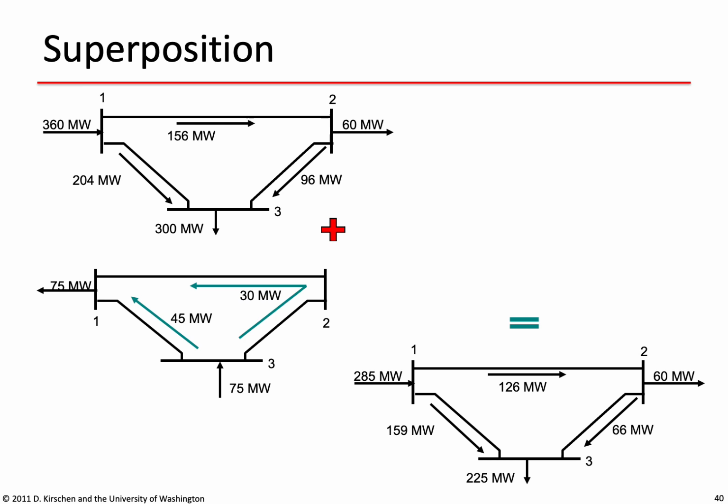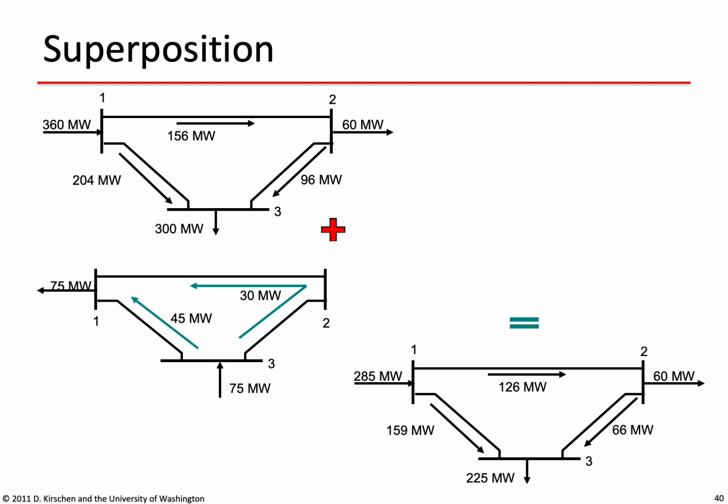So, to correct the 30 megawatt overload in line 1, 2, in this case, we need to again create a counterflow of 30 megawatts between 2 and 1. And because of the way the injections at bus 3 divide themselves, that means we need to inject 75 extra megawatts at bus 3, extract an extra 75 megawatts at bus 1 to get a 30 megawatt counterflow flowing from 3 to 2 to 1.